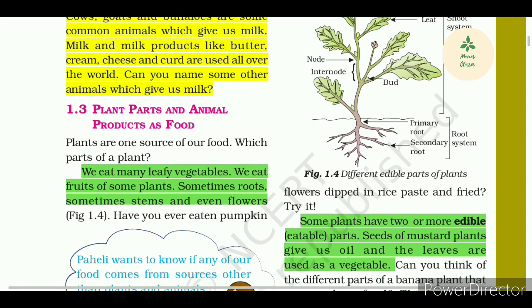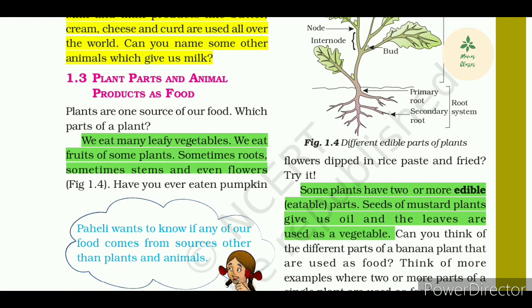Okay, plant parts and animal products are food. Now we are going to discuss a few things related to plants and a few things related to animal products. We mainly eat leafy vegetables. We eat the fruit of some plants, sometimes roots, sometimes stems, and even flowers. I will give you many examples related to these parts and the fruits also.